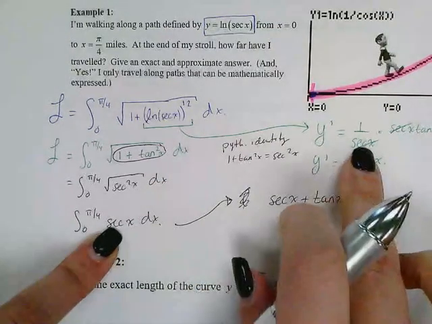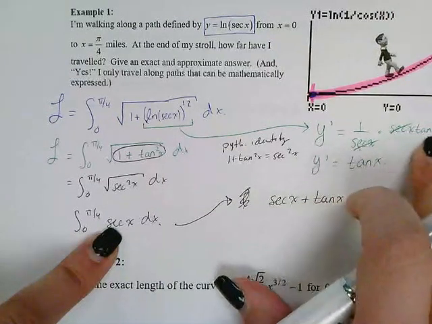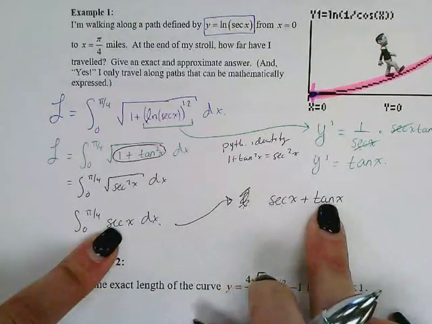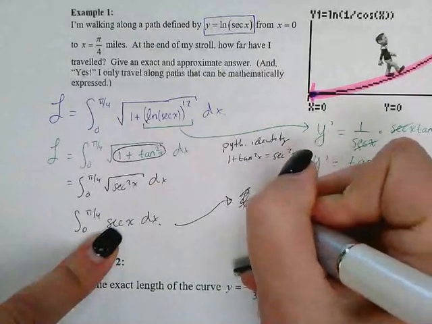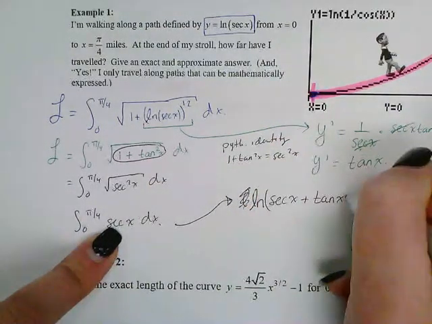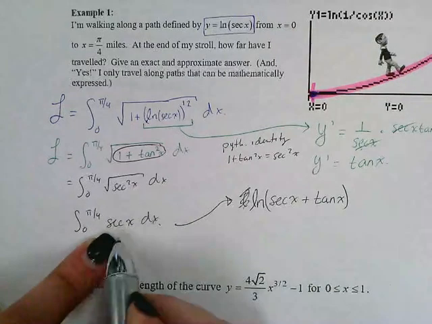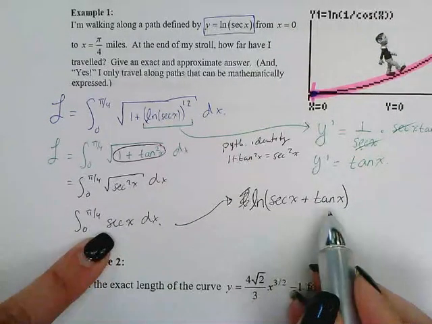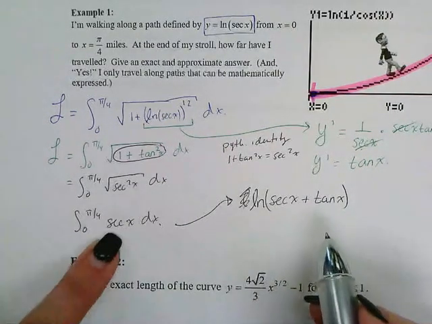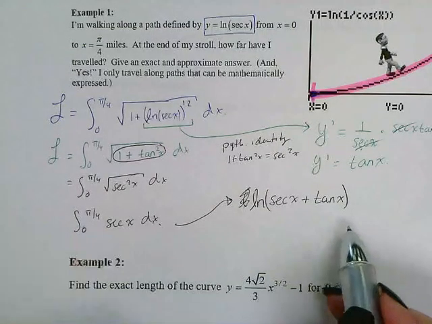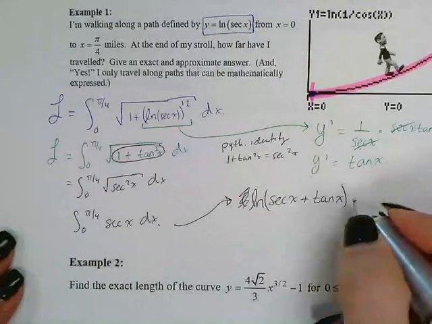Okay, remember the derivative of secant of x is secant x times tan x. So it's similar, but different. And then you take the ln of that. So the integral of secant of x is ln of secant x plus tan x. There's a proof in the textbook if you want to look at it, but it's going to be much easier if you just memorize it.